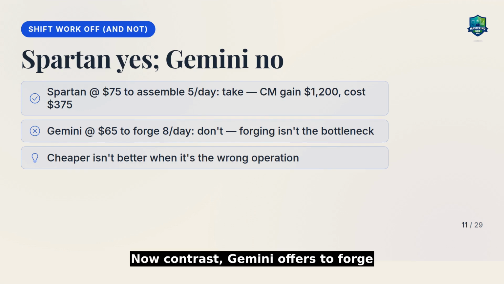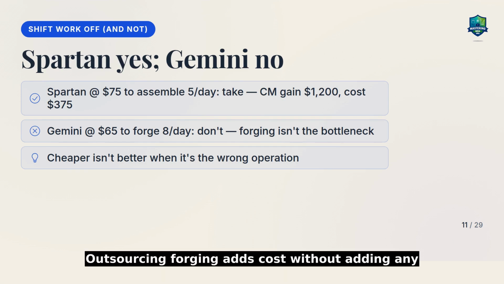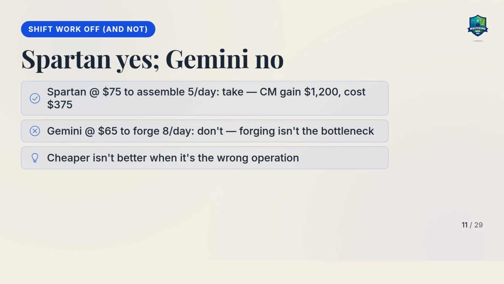Now contrast, Gemini offers to forge 8 engines per day at $65, $15 below Power Recreation's own forging cost. Don't take it. Forging isn't the bottleneck. Outsourcing forging adds cost without adding any output. Cheaper isn't better when it's the wrong operation.